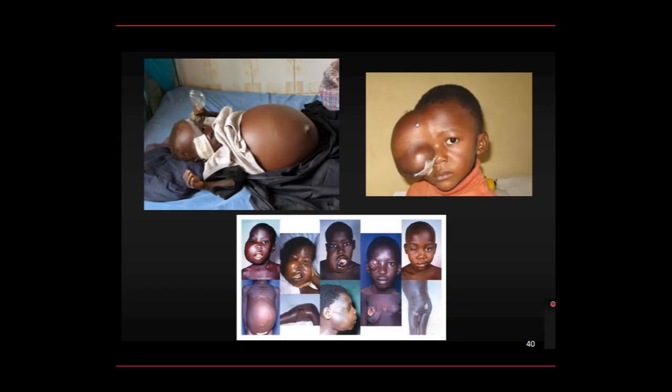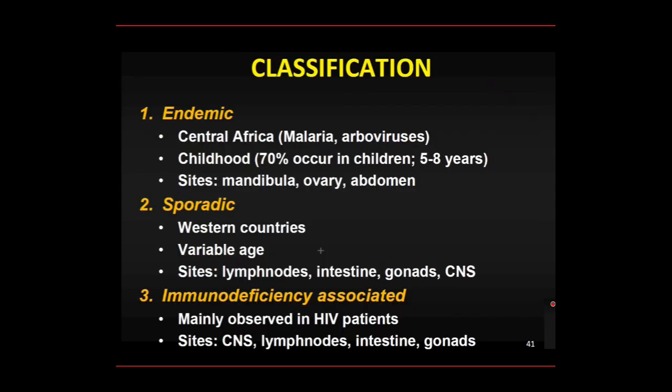Here are some images to show you what bulky means, a highly proliferating tumor. And to show you something that we will discuss very shortly, which is the localization in the facial district of the disease. Indeed, when dealing with Burkitt lymphoma, we have to recognize three different epidemiological clinical variants.